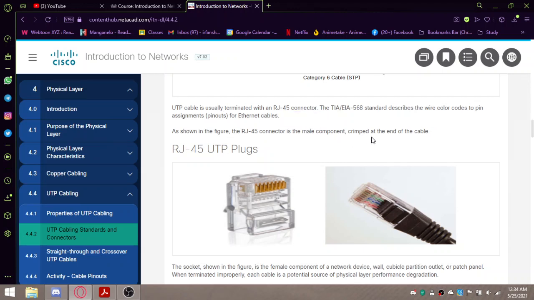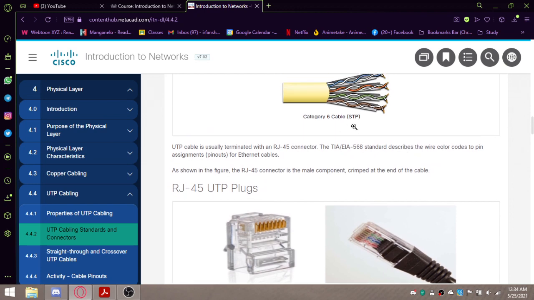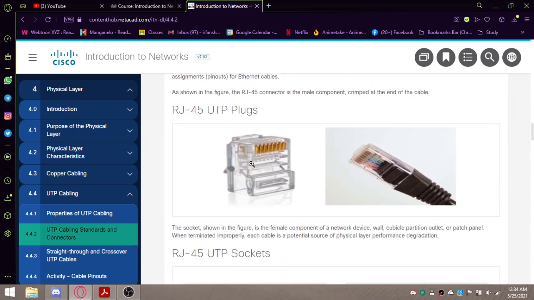It is crimped on the end of the cable. Ini RJ45 UTP plug. The socket shown in the figure is the female component of a network device, wall, cubicle partition outlet, or patch panel. When terminated improperly, each cable is a potential source of physical layer performance degradation.